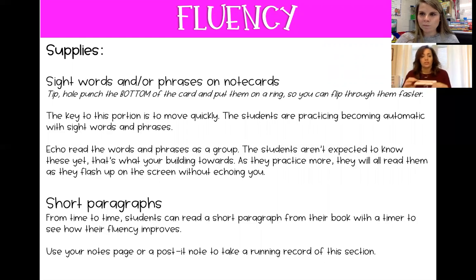So one thing you can do is you can have sight words or phrases on a card. And a little tip is to kind of punch them on the bottom, because again, you're trying to do this in 2 minutes. And so if you punch it on the bottom, after you guys read that word, you can just drop it and keep going.